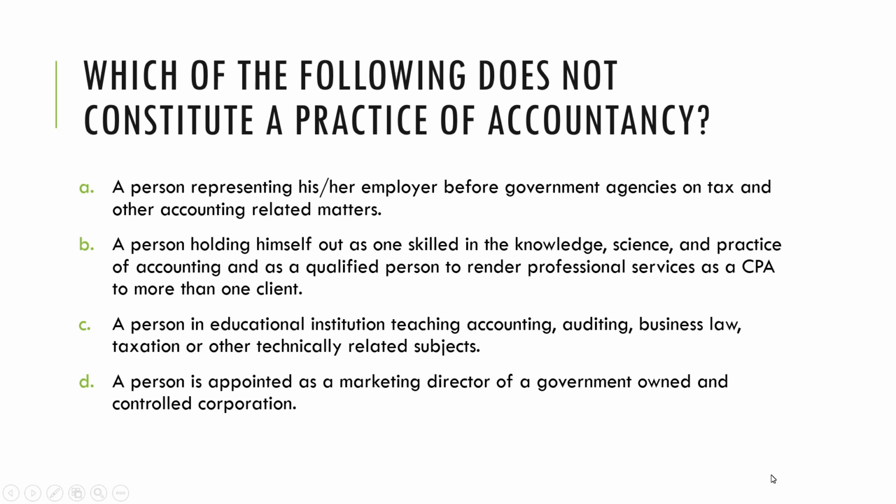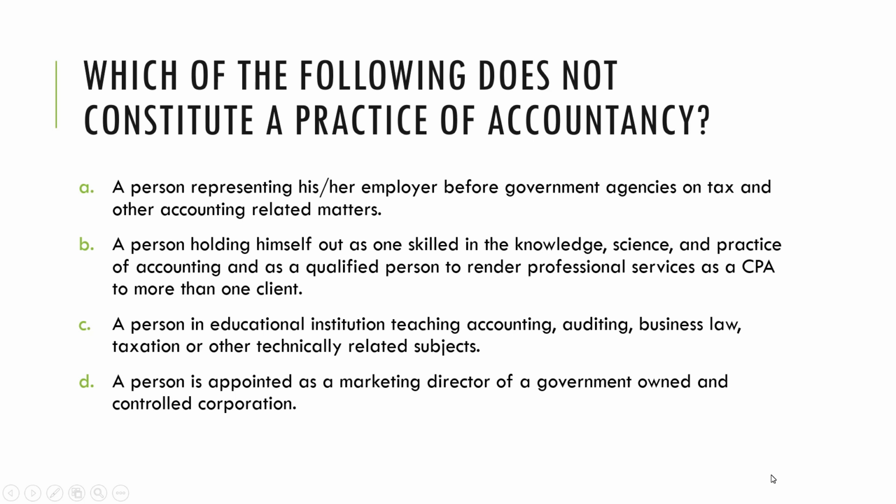Choice B, on the other hand, says a person holding himself out as one skilled in the knowledge, science, and practice of accounting and as a qualified person to render professional services as a CPA to more than one client. And because this CPA is serving more than one client, then this is a CPA in public practice. Letter C, a person in an educational institution teaching accounting, auditing, business law, taxation, or other technically related subjects is of course a CPA in education.